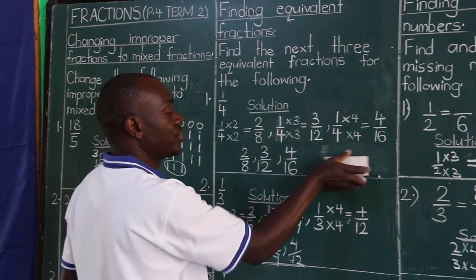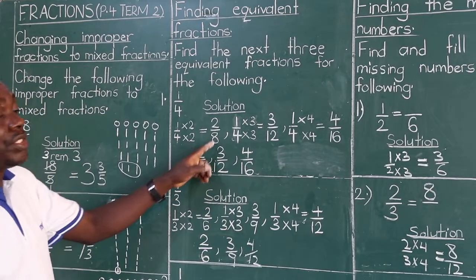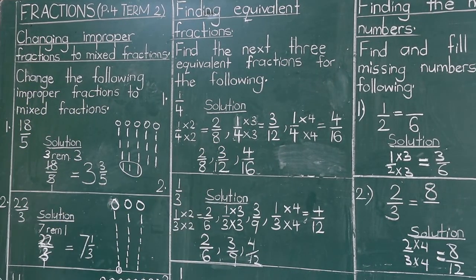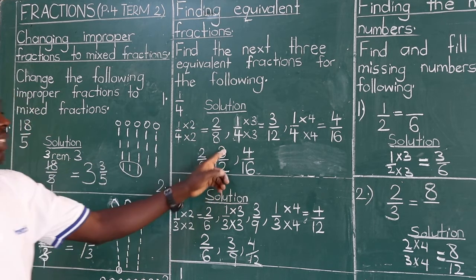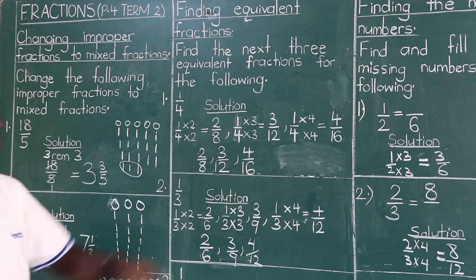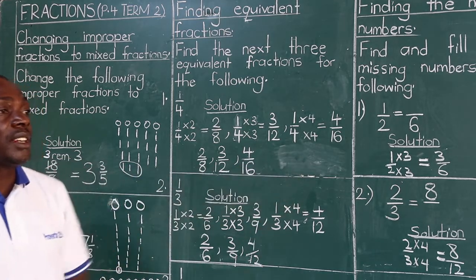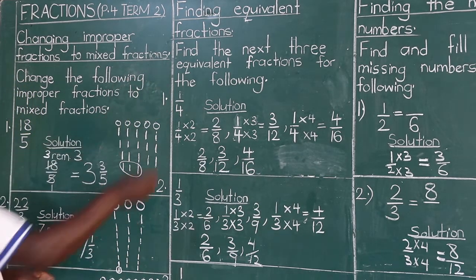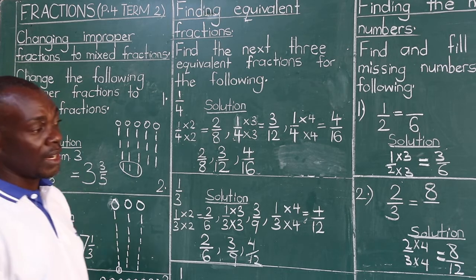So these are equivalent fractions to a quarter. That is 2 eighths, or 2 out of 8, 3 out of 12, and 4 out of 16. Technically read as 2 eighths, and then 3 twelfths, 4 sixteenths. So those are all equivalent to a quarter when reduced. To reduce is to divide by the same number. That is for the numerator and the denominator, like I did here. You get back a quarter. So all those fractions make a quarter when reduced to their lowest terms.